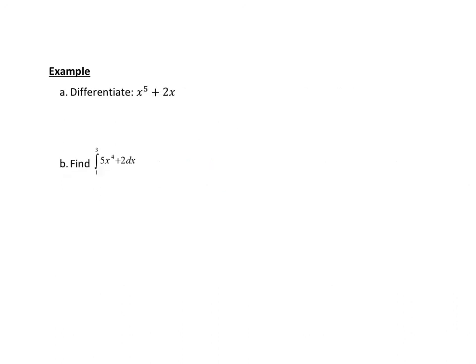Another example. Let's say we want to differentiate x to the 5th plus 2x. Well, the derivative of x to the 5th will be 5x to the 4th. The derivative of 2x is 2. So if that's the derivative of x to the 5th plus 2x, really I could think of this as the uppercase F of x function, because when I take its derivative, I get 5x to the 4th plus 2 as the lowercase f of x function.